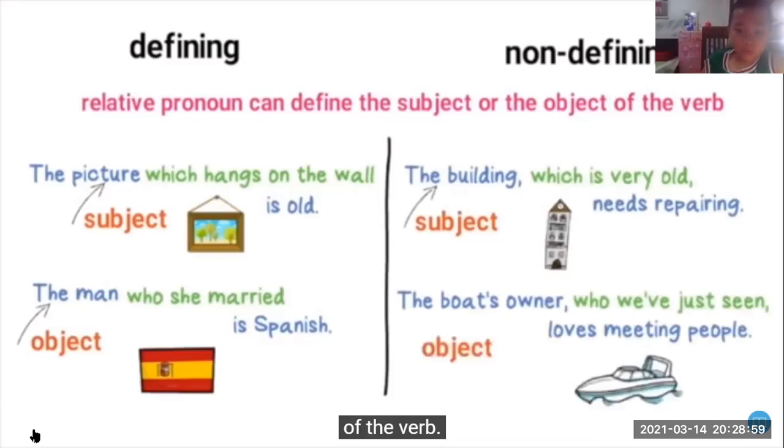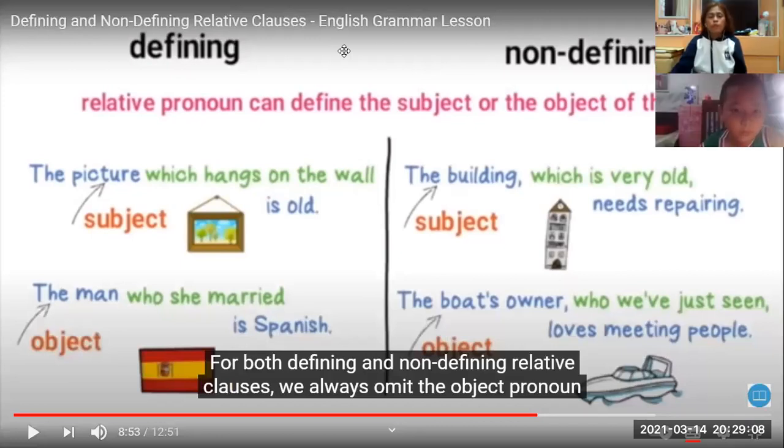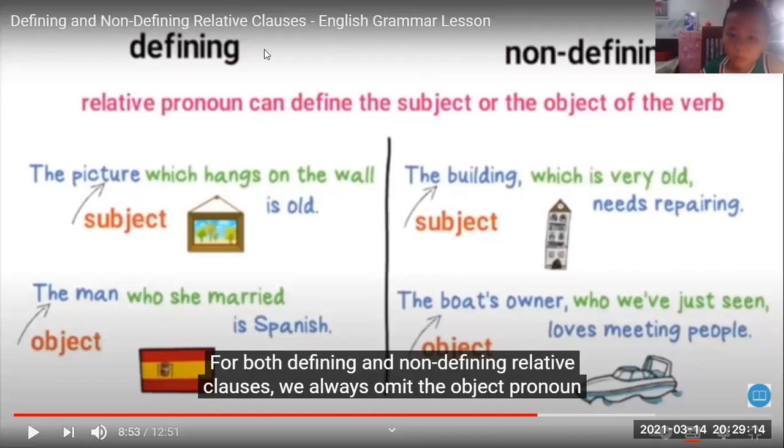Okay, so look at here, Keo. This is defining and non-defining again. I want to hide my face so you can see, because the screen is so full of writing. I will hide my face here. Okay, so we have here defining and non-defining. The relative pronoun can define the subject or the object of the verb. Again, the relative pronoun can define the subject or the object of the verb.